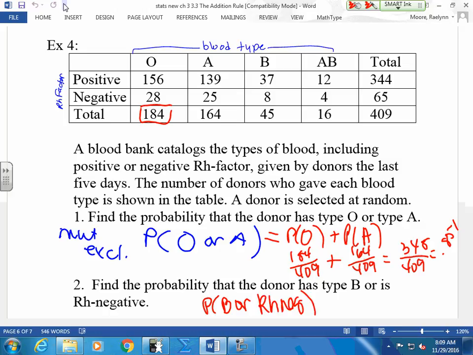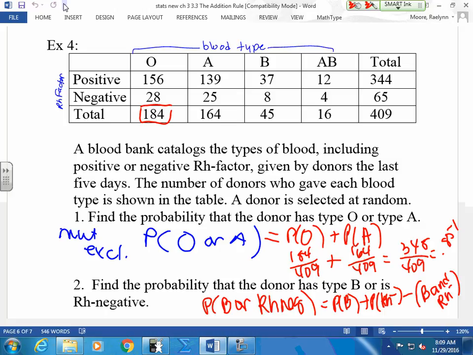Now you ask yourself this, can a person have a type B and be Rh negative? Yes. So are these mutually exclusive? No. So there's an overlap here. So I'm going to take the probability of getting a B plus the probability of getting an Rh negative, and I'm going to subtract the B and Rh negative, because I'm going to count it twice. You're going to see it in the chart.